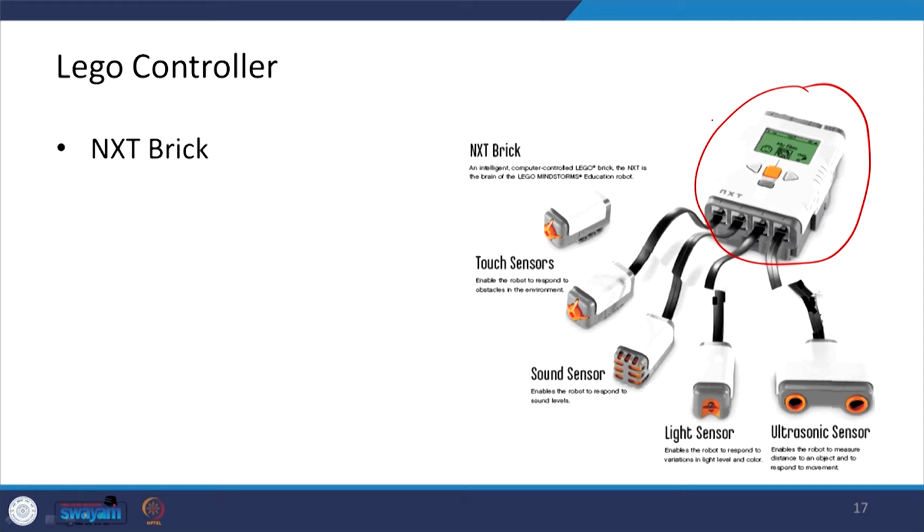These days these kits are available at very reasonable cost, and one can very easily program them and generate various types of robots. For example, you can make a walking robot, a legged robot, or a mobile robot out of these kits. You can do the programming either directly through the brick, or through the software provided along with the kit on your computer.